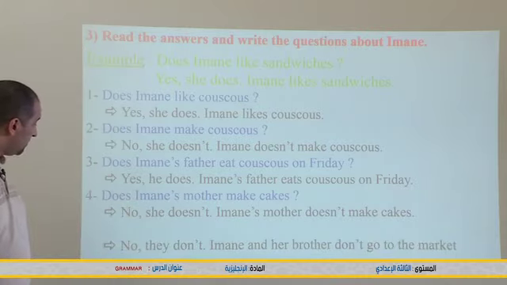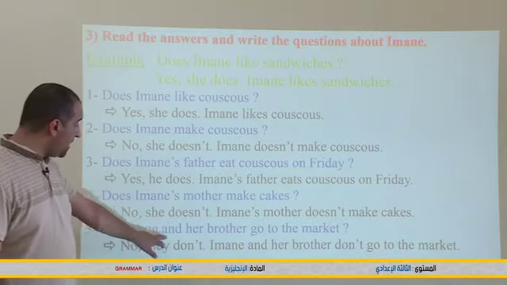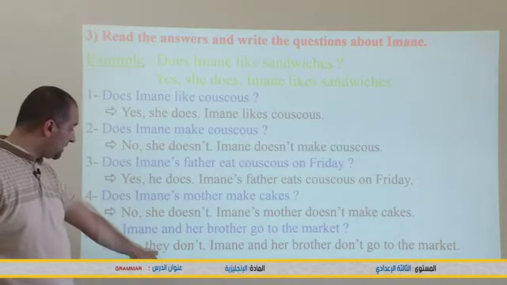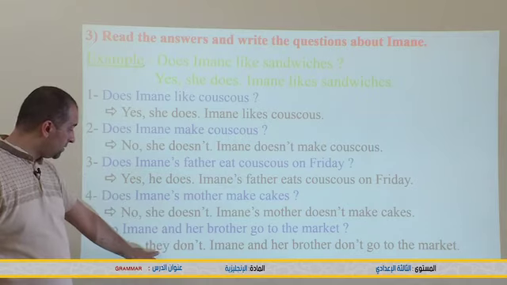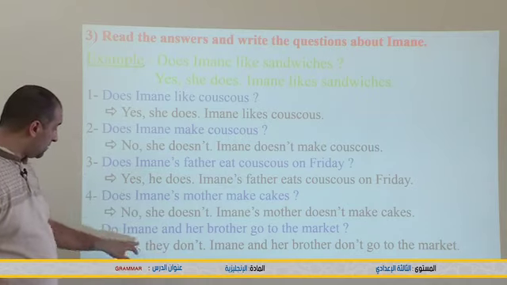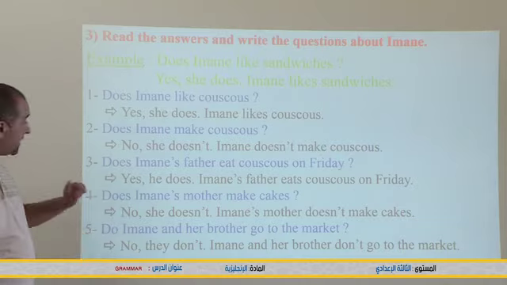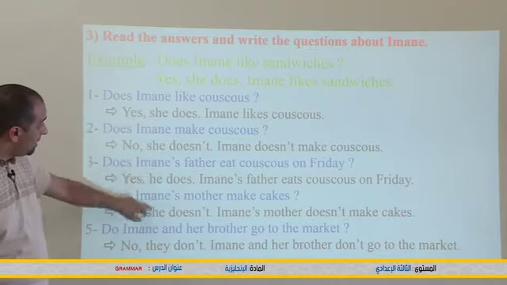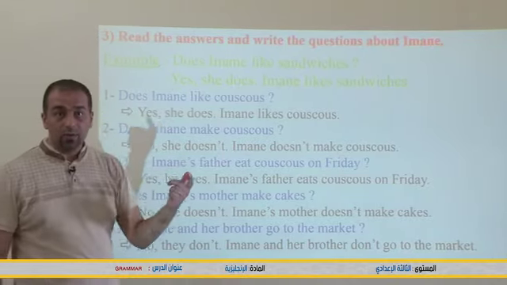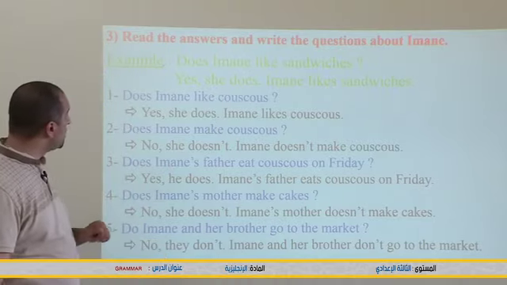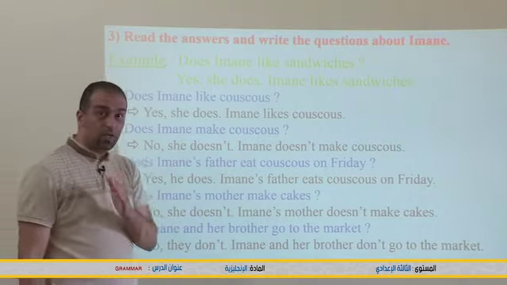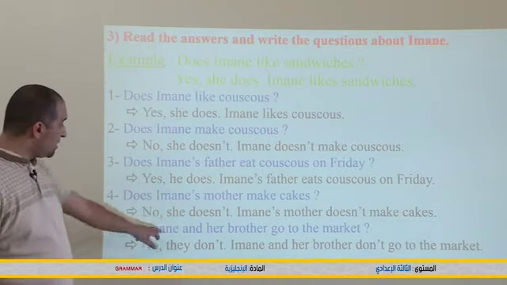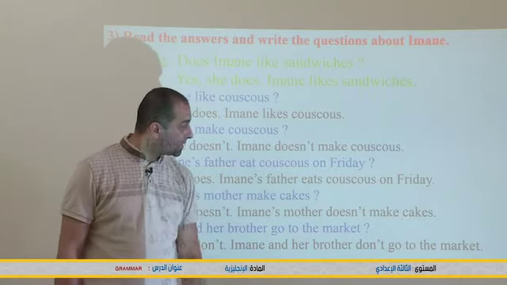The last one, do Iman and her brother go to the market? Before I said that Iman and her brother, the subject pronoun is they. So that's why we start with do, not with does. So here we have does, because the subject pronoun is she or he. And of course, we can also start the question with does with it. But for the other subject pronouns, we start with do. So here we have they. Do Iman and her brother go to the market?